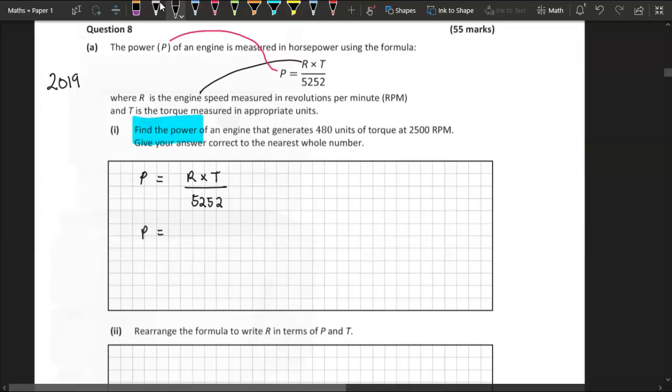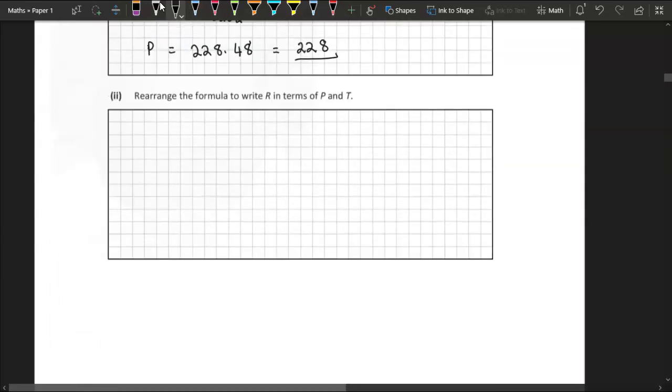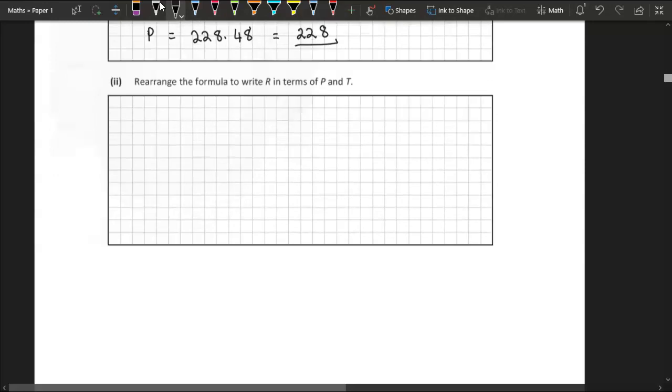So R, which is the revolutions or the engine speed. So it says it generates 480 units of torque. Now that would be T. So that there is T. And then 2500 RPM, that's going to give you your R. So it's going to be 2500 multiplied by T, which is 480. And then all of that is divided by 5252. So that total is going to give you 228.48. But the question says the nearest whole number. So to get the nearest whole number is going to be 228. That's your final answer. Moving down to the next one, it says rearrange the formula to write R in terms of P and T.